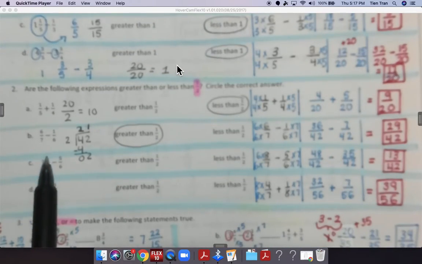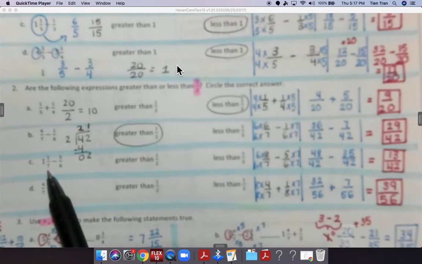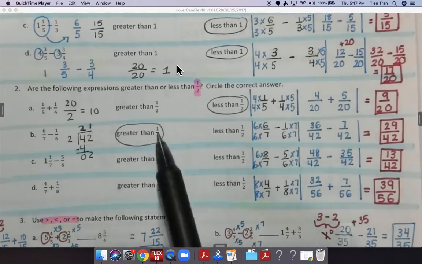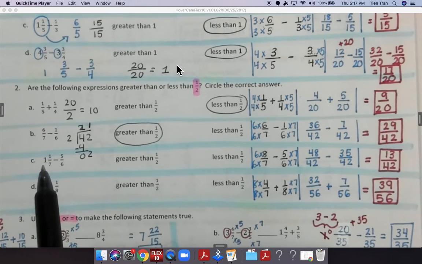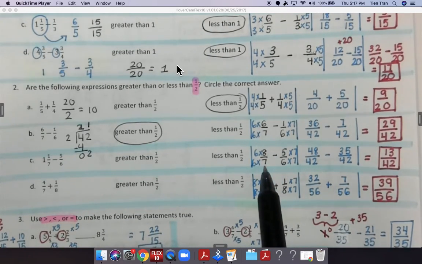Over here I have 1 and 1/7 minus 5 sixths. So what I did was I changed it into a mixed number. I multiplied 7 times 1, plus 1. Don't know why it's blurry. 7 times 1 is 7, plus 1 is 8. So I get 8 sevenths as my mixed number.